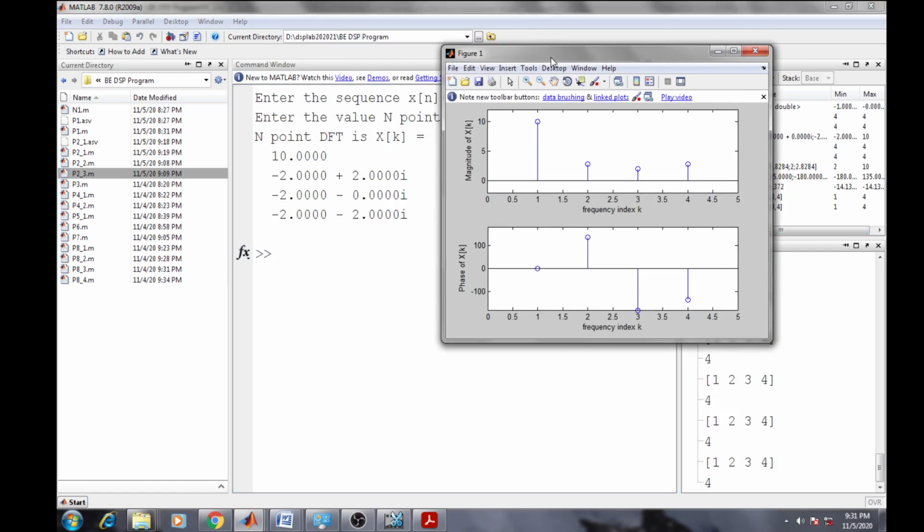So you will get the x of k value as 10, minus 2 plus j2, where instead of j, i is present, minus 2, and minus 2 minus j.